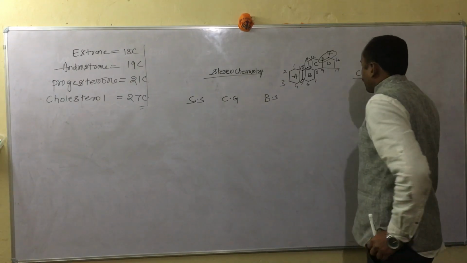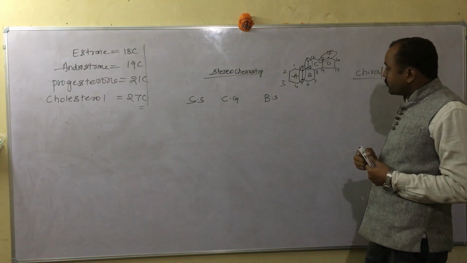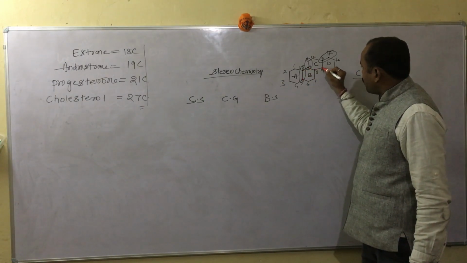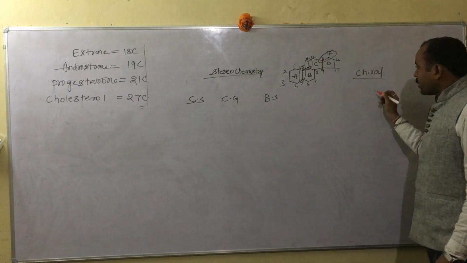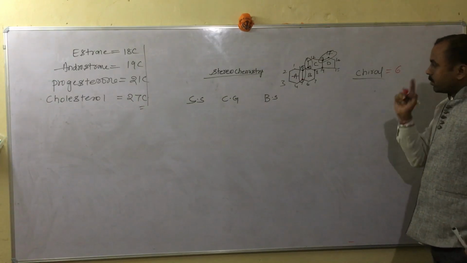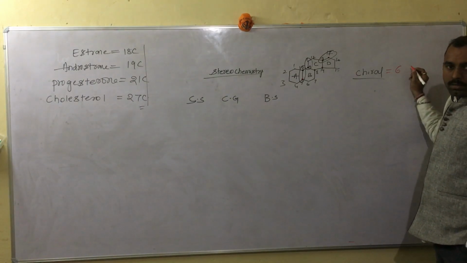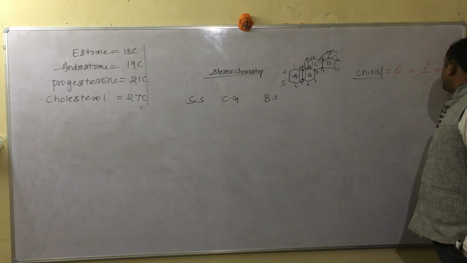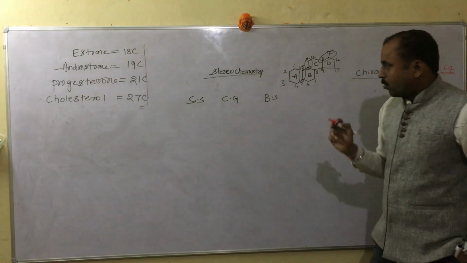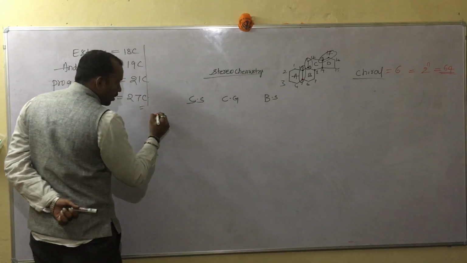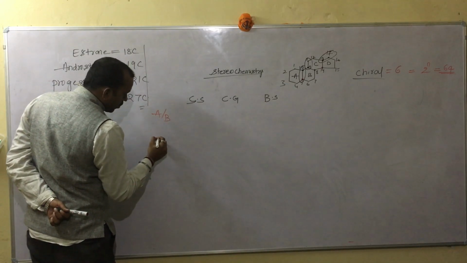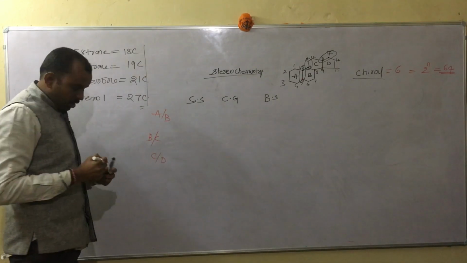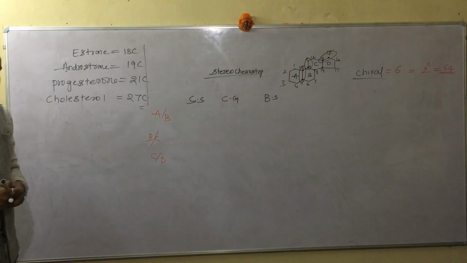So what does that mean? Let us check which are the carbons which are chiral in nature. 1, 2, 3, 4, 5 and 6. That means there are 6 chiral centers in cholesterol. So the number of stereoisomers is 2 power n, that means 64 isomers are possible in cholesterol. Now let us see what is the configuration of the rings. Let us see the stereochemistry.